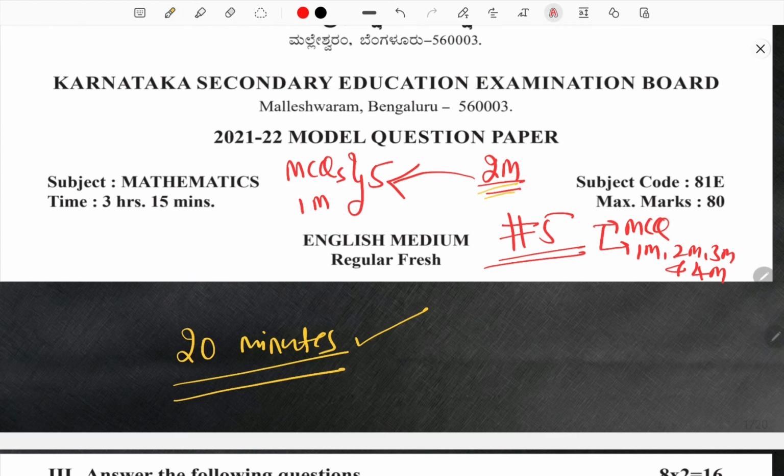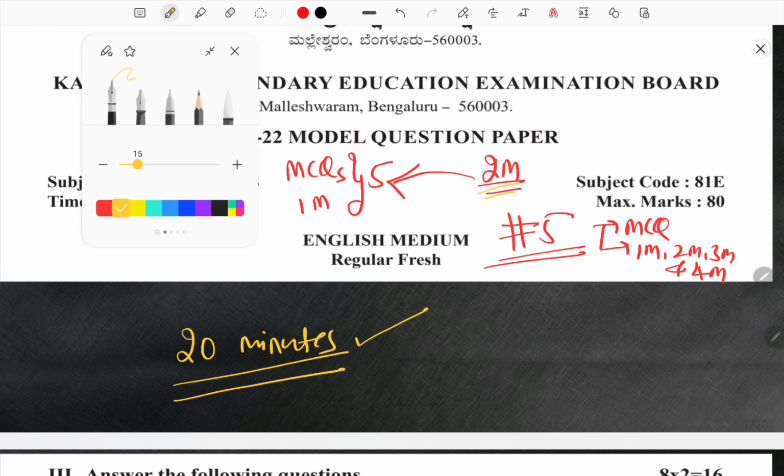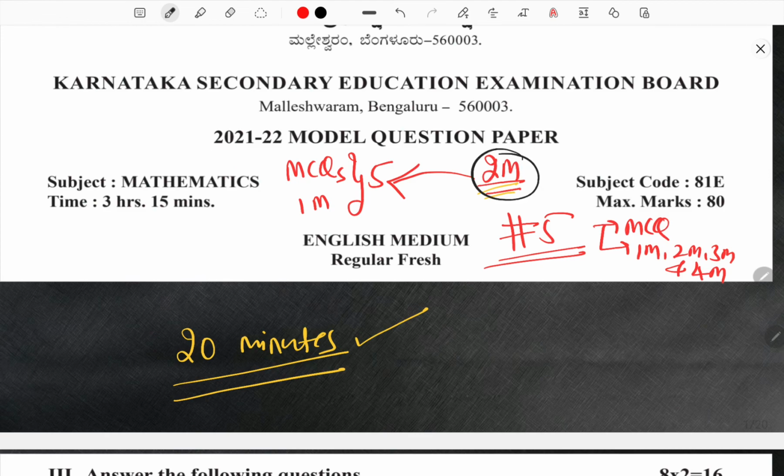Be happy and make sure that you are watching all these 2-mark questions. All right, very, very important. This 2-mark question, whatever I am solving right now, these are very, very important. And I will be solving all these 5 question papers. This is the first one. And still 4 more are remaining.